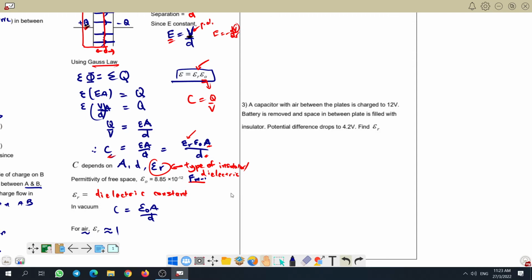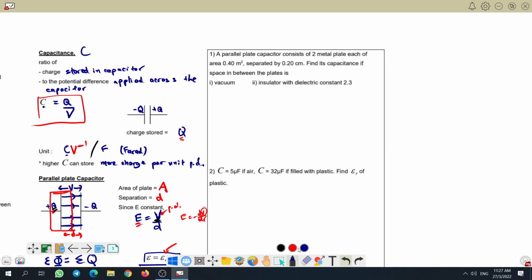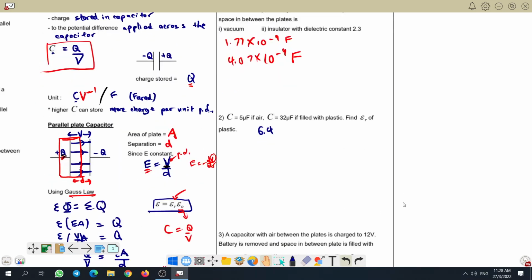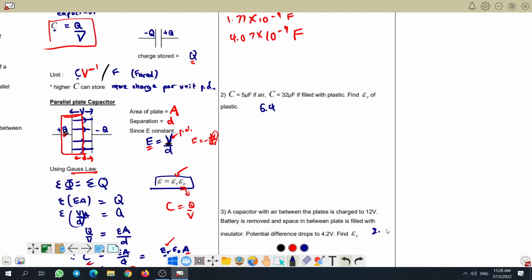Alright, do the calculation. The first one you get 1.77 times 10 power negative 9 farad, and then 4.07 times 10 negative 9 farad. So that means 1 farad is actually very, very big. Normally you will use microfarad and so on. For the second one you try, it should be 6.4. And for the third one it should be 2.86.